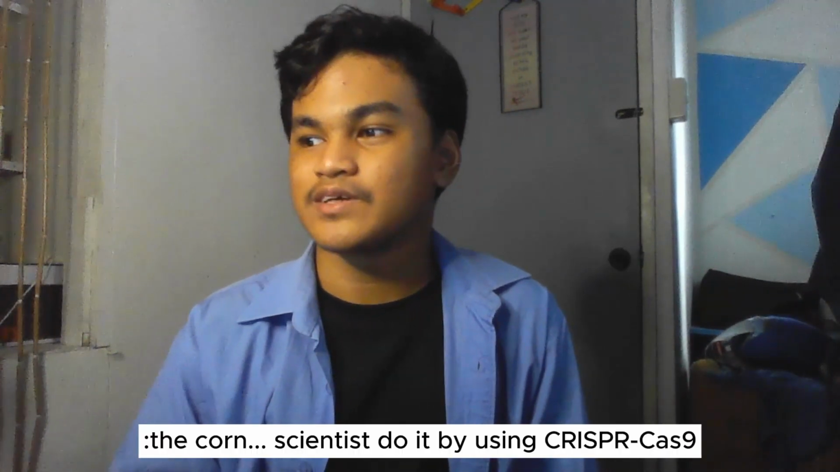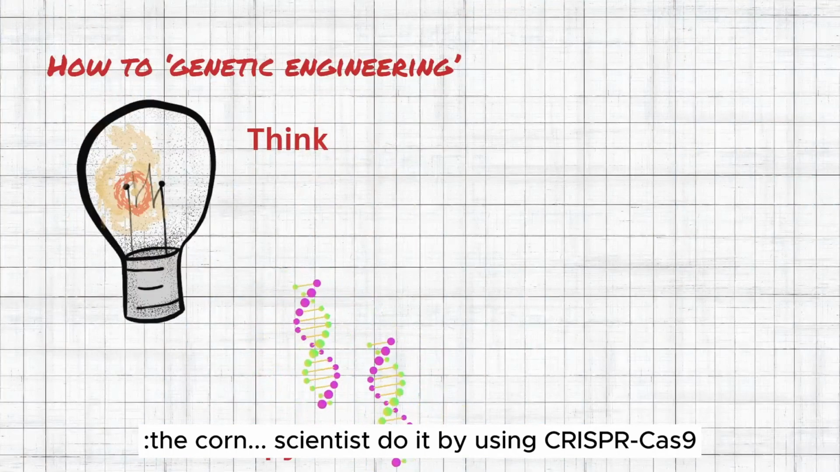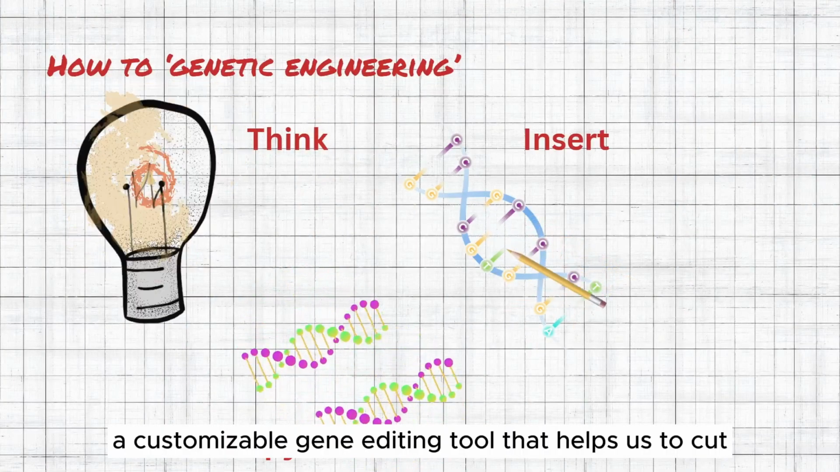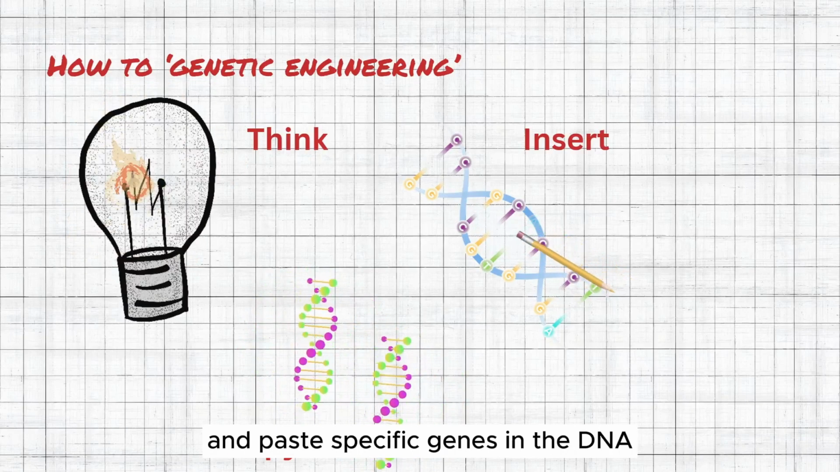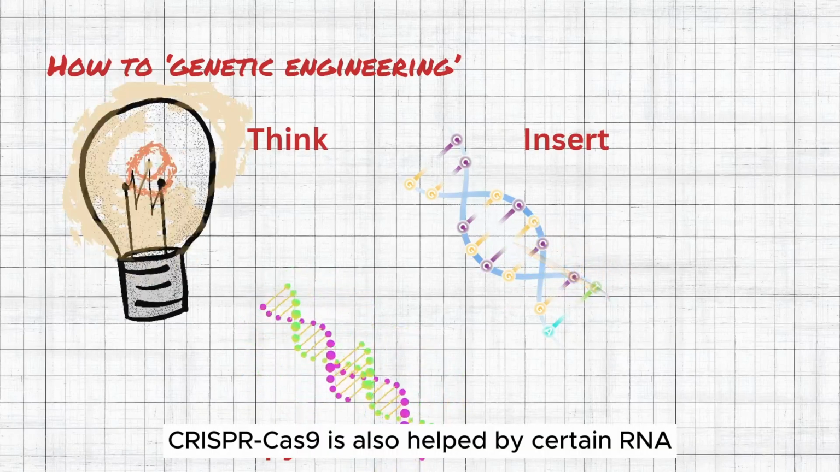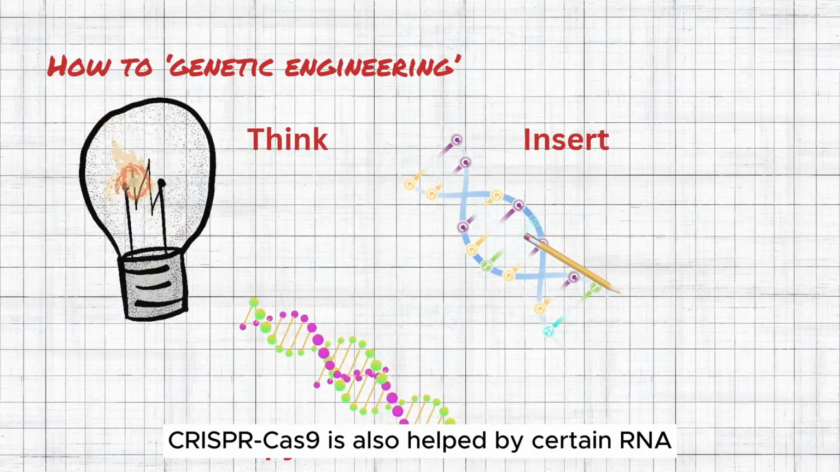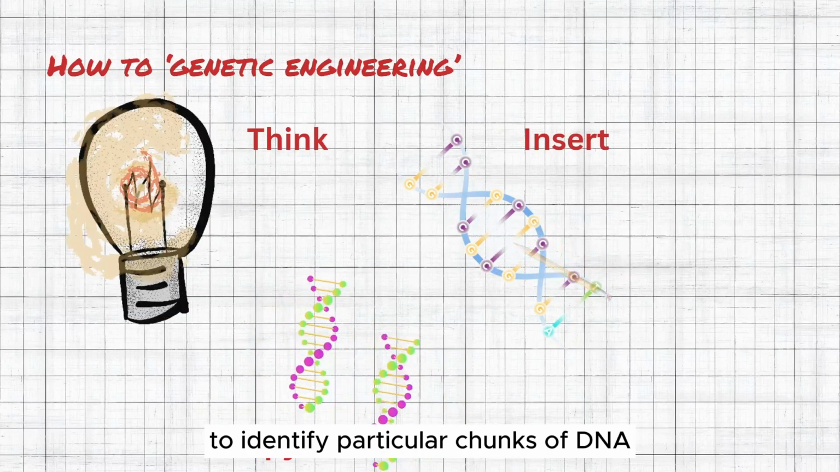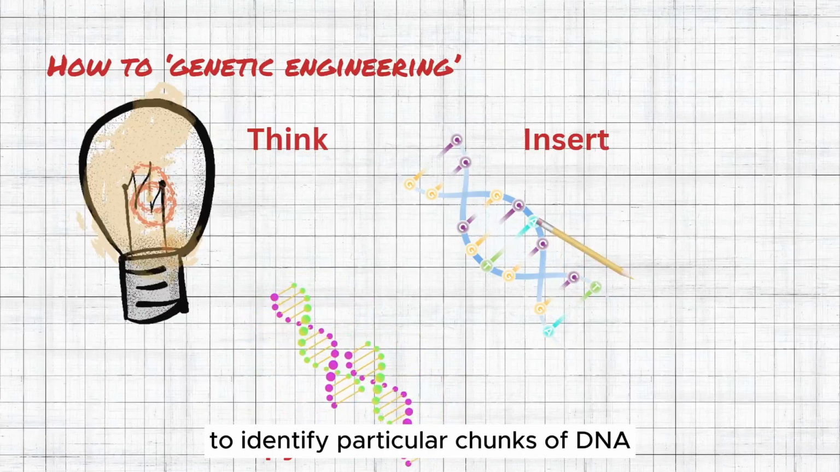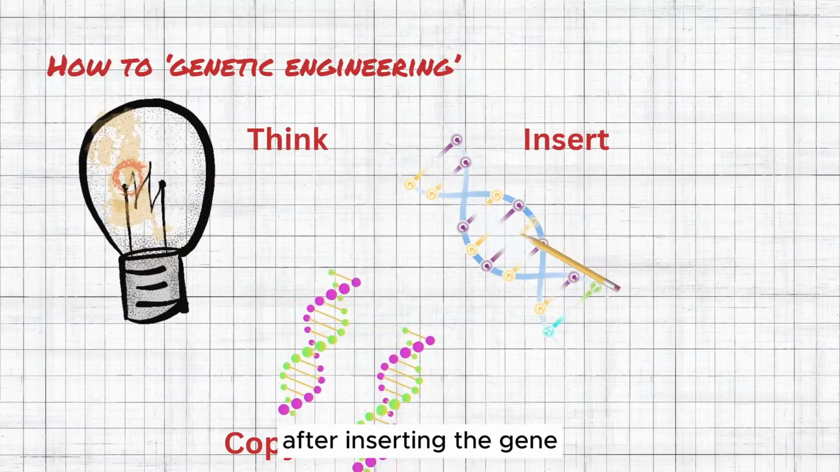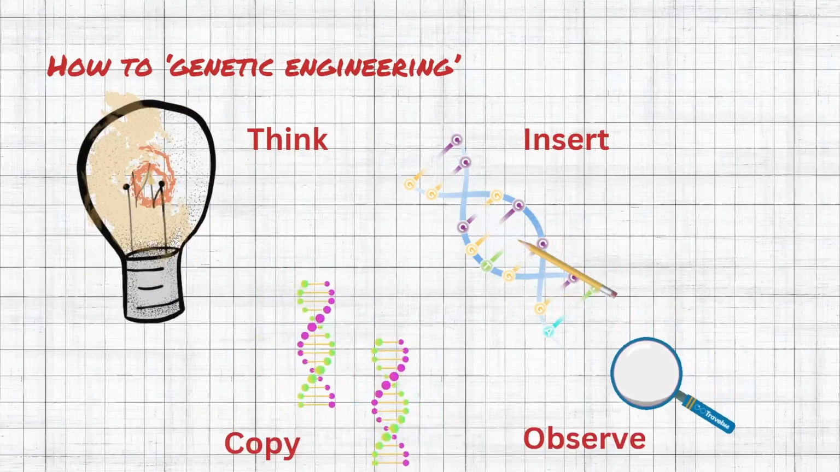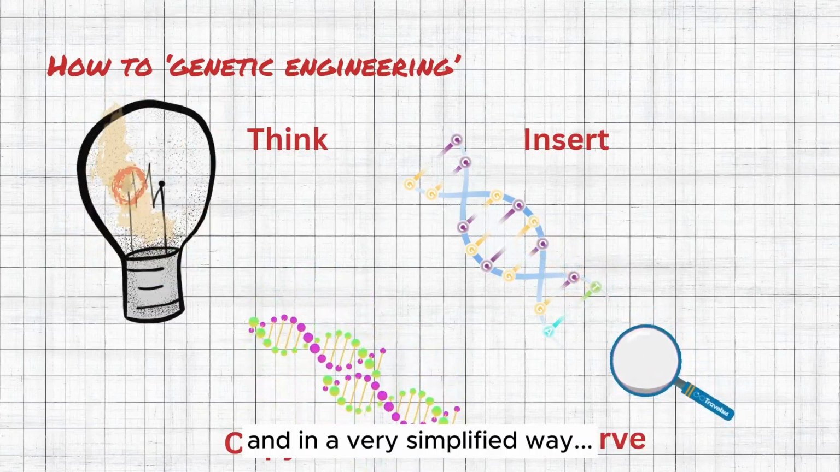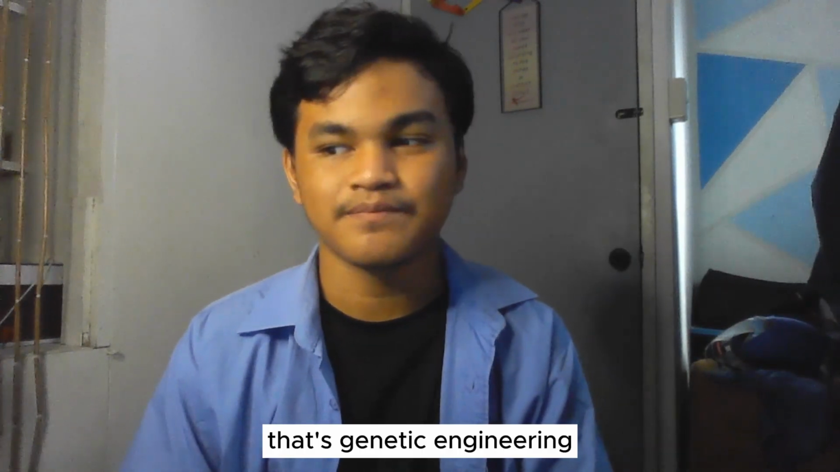Scientists do it by using CRISPR-Cas9, a customizable gene editing tool that helps us to cut and paste specific genes in DNA. CRISPR-Cas9 is also helped by certain RNA to identify particular chunks of DNA. After inserting the gene, we just need to grow the subject and observe it. In a very simplified way, in a nutshell, that's genetic engineering.